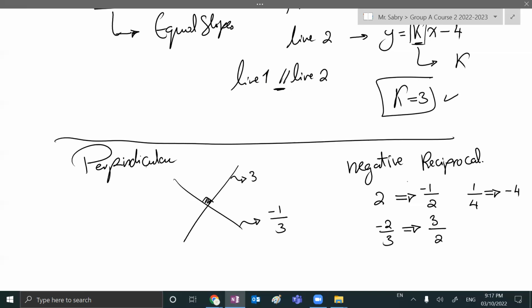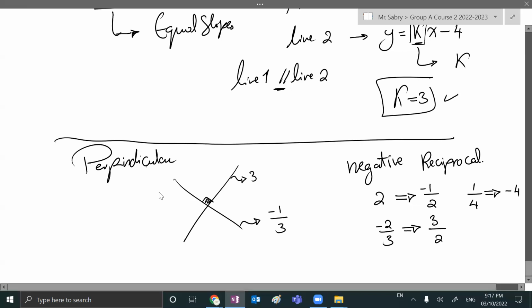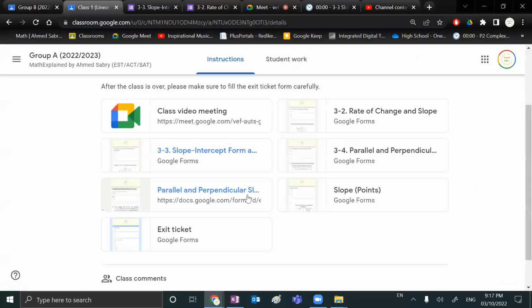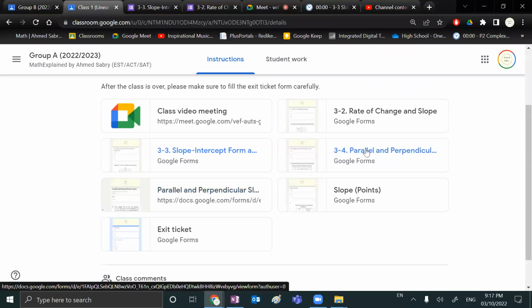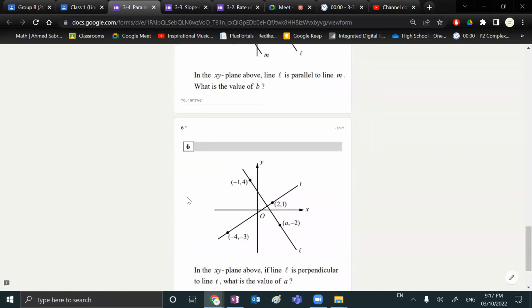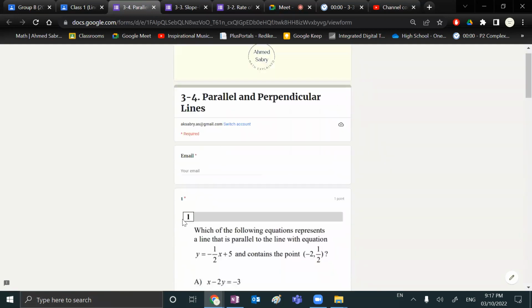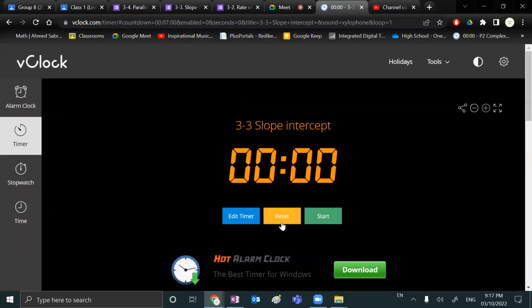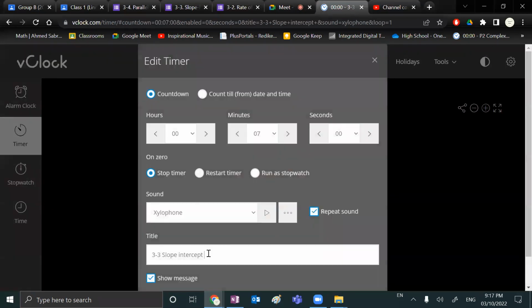Okay? If you don't mind, head to Google Classroom and you'll find one there that's called 3-4 parallel perpendicular. The link is in the chat too now. This is still a total of 6 questions, without parallel perpendicular lines, so the same 7 minutes. Hopefully we'll do that in time.